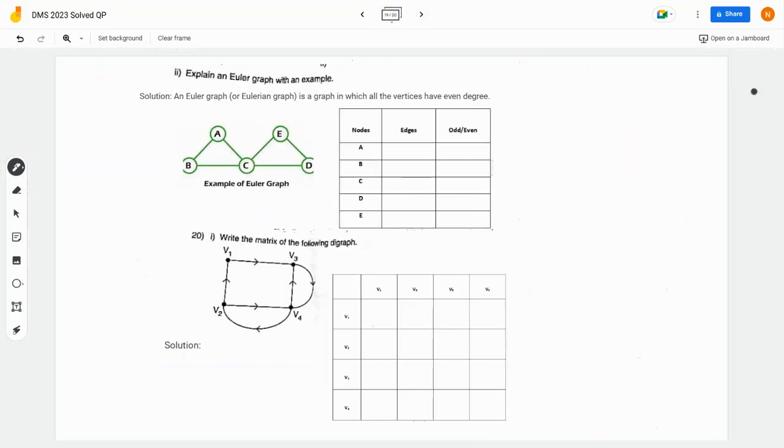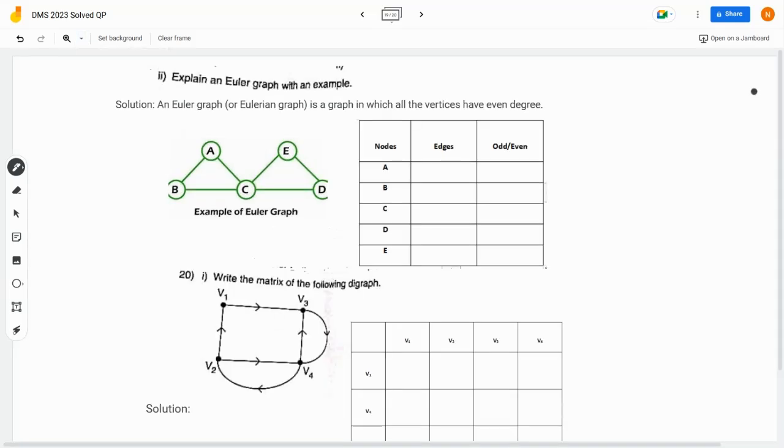Then we have the next one, the Euler graph. What is an Euler graph? An Euler graph is a graph in which all the vertices have an even degree. The vertex should have an even degree. Now we will start. For vertex A, how many lines are connected to A? We have to check those lines. So here there is 1 and 2. So there are two edges, that is even.